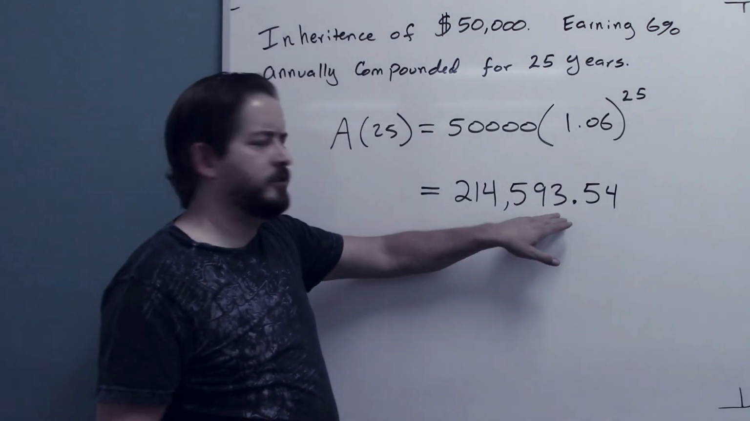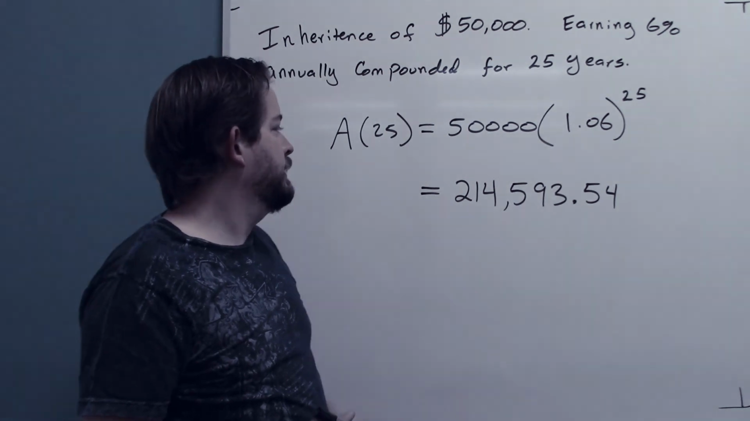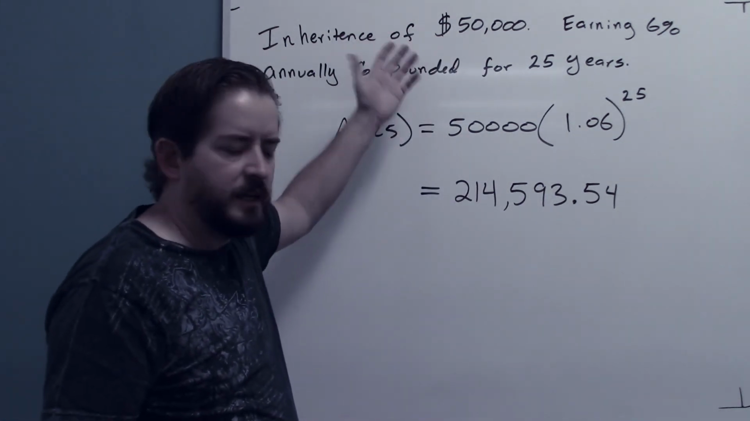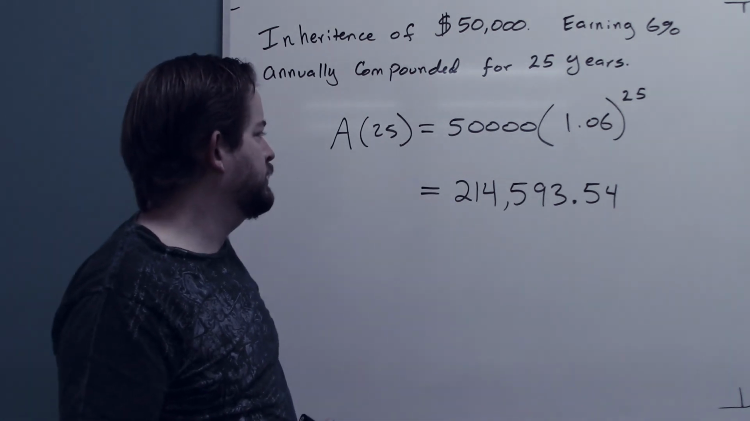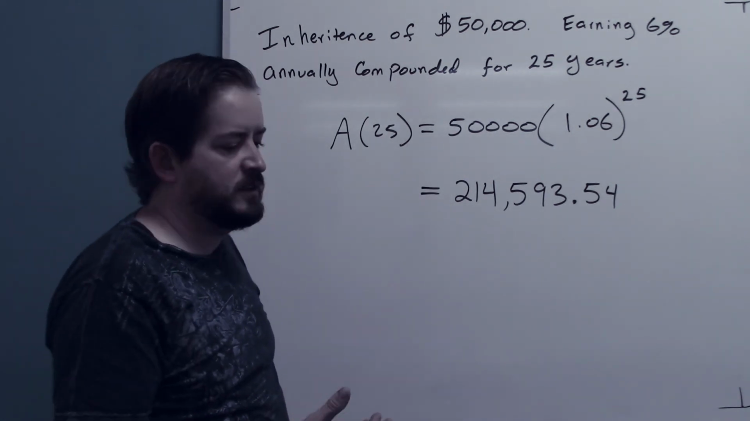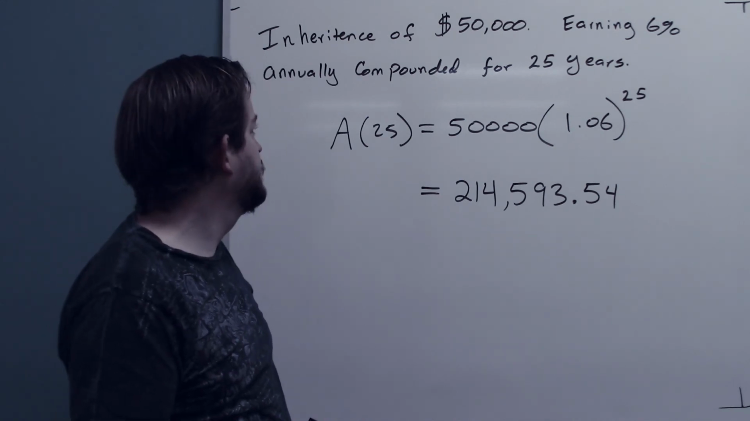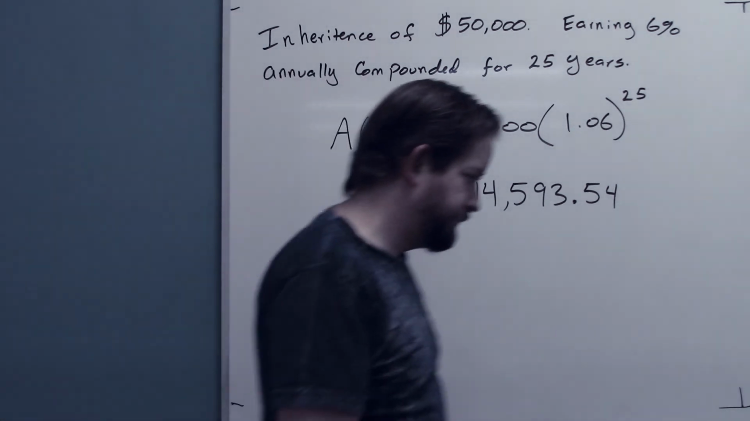They rounded it to the nearest dollar in the example, but this is what she has. So you can have $50,000 today, buy a car, or you can have $214,000 in 25 years and live in Europe for a couple of years. I don't know. There we go.